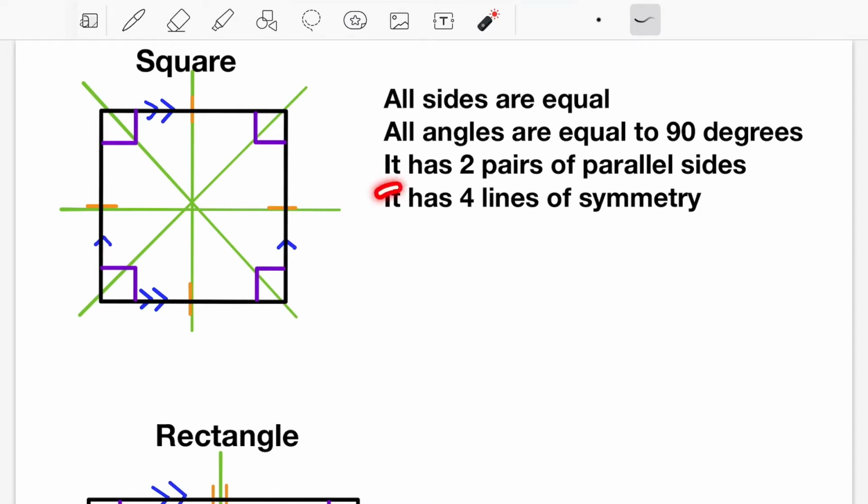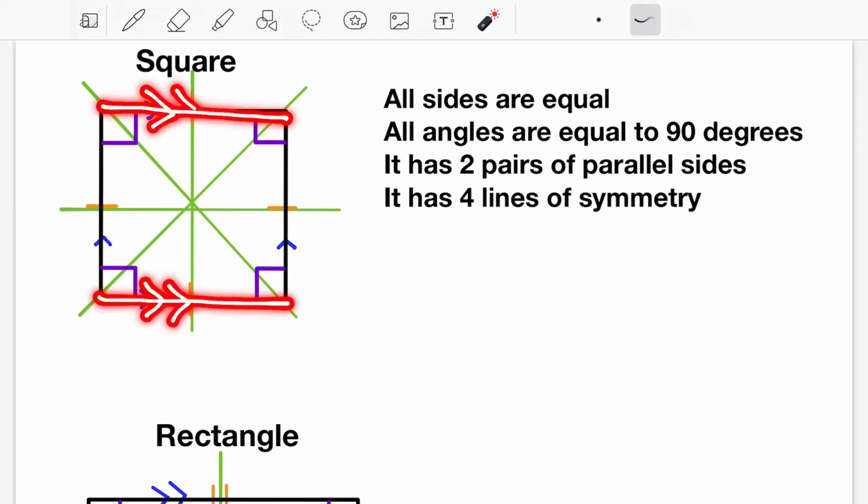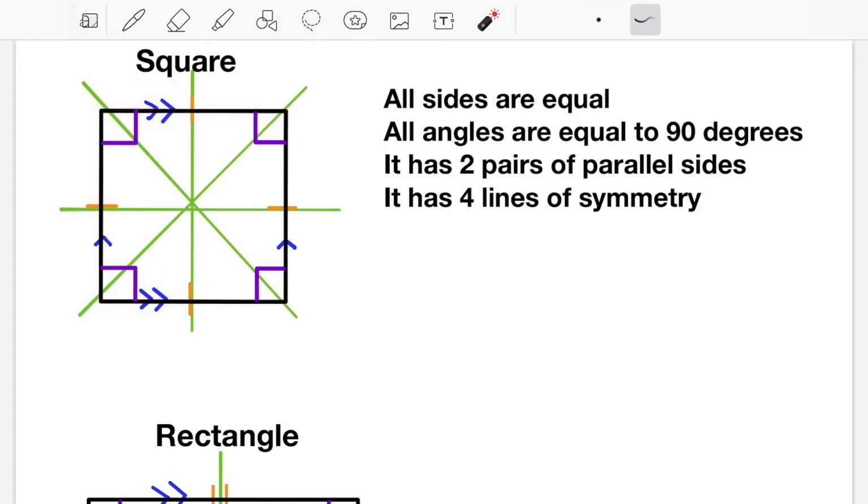It has 2 pairs of parallel sides. So we can see that the arrows show that the sides are parallel. So we have 2 vertical lines here. These 2 lines are parallel. That's 1 pair. And then we have another pair going across, and they're illustrated by double arrows to show that it's parallel but another set of parallel lines. Next we have 4 lines of symmetry. So the lines of symmetry are drawn in green. 1, 2, 3, 4.